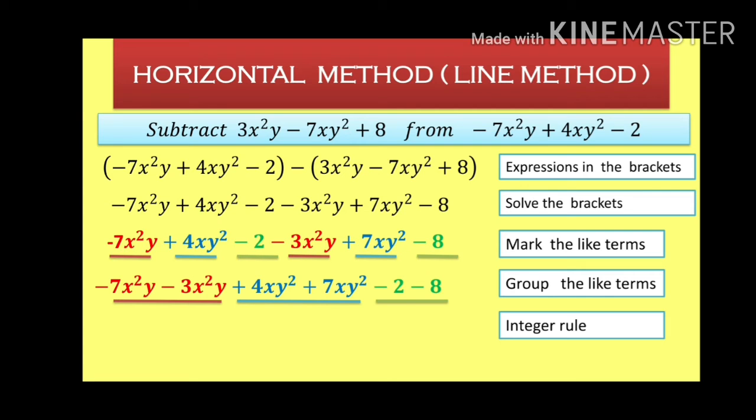Only see the number part. So we have minus 7, minus 3. That becomes minus 10. Plus 4 plus 7 becomes plus 11, minus 2 minus 8 becomes minus 10. And whatever the like terms are there, the same variable we will put. So we get minus 10x squared y plus 11xy squared minus 10. So this is the way we get the answer.